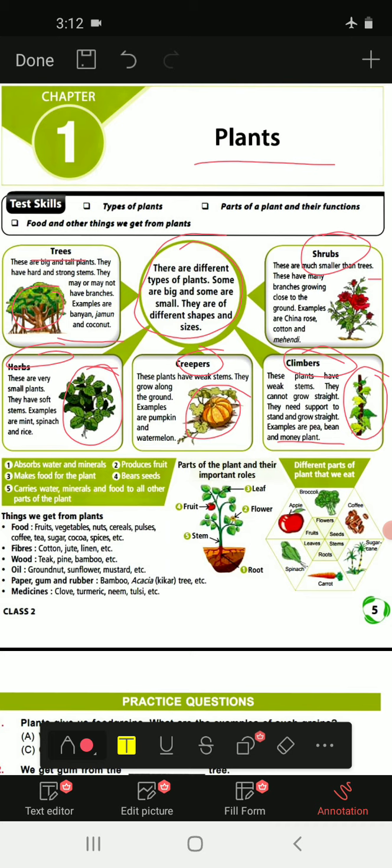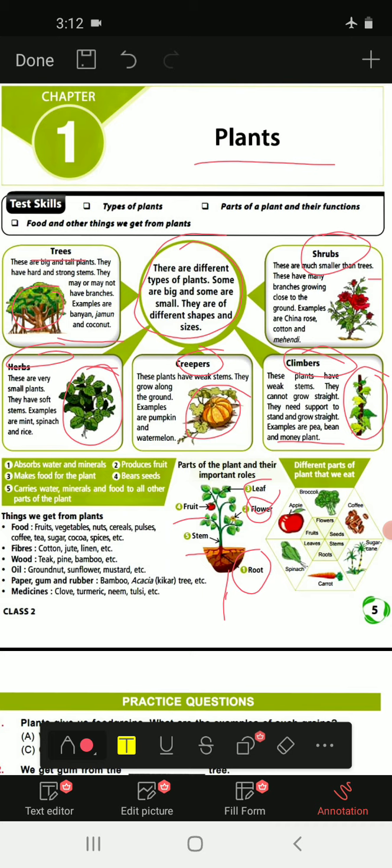Now the parts of a plant and their important roles. This is the picture of a plant. Now we divide the parts of the plant. First one is root, second is flower, third is leaf, fourth is fruit, and last one is stem. These are the five parts of a plant.